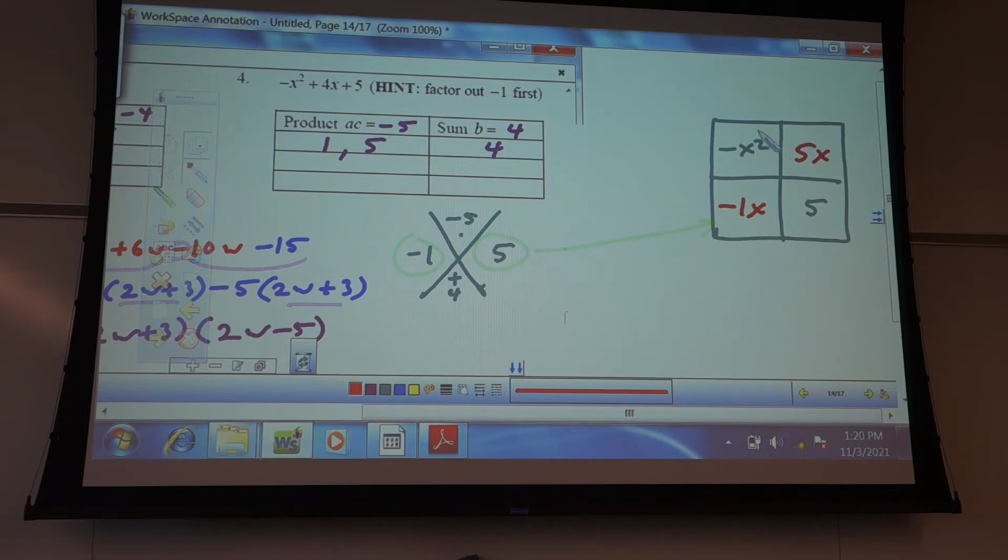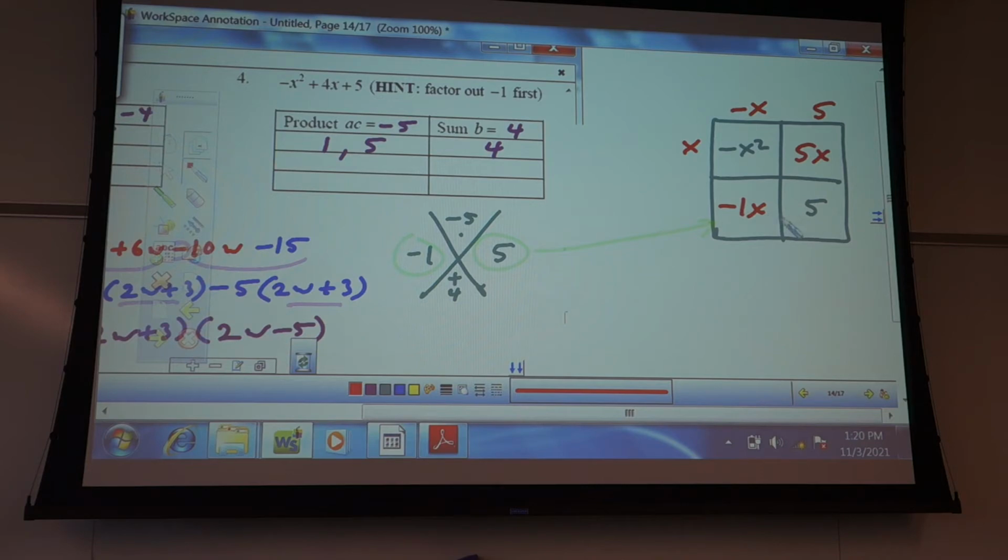Okay, great. So what can I pull out of negative x squared and negative x? I can pull out a negative x. And then negative x times what gives me negative x squared? X. And then what can I pull out of both 5x and 5? 5. And it gets a little tricky. What can I pull out of negative 1x and 5?